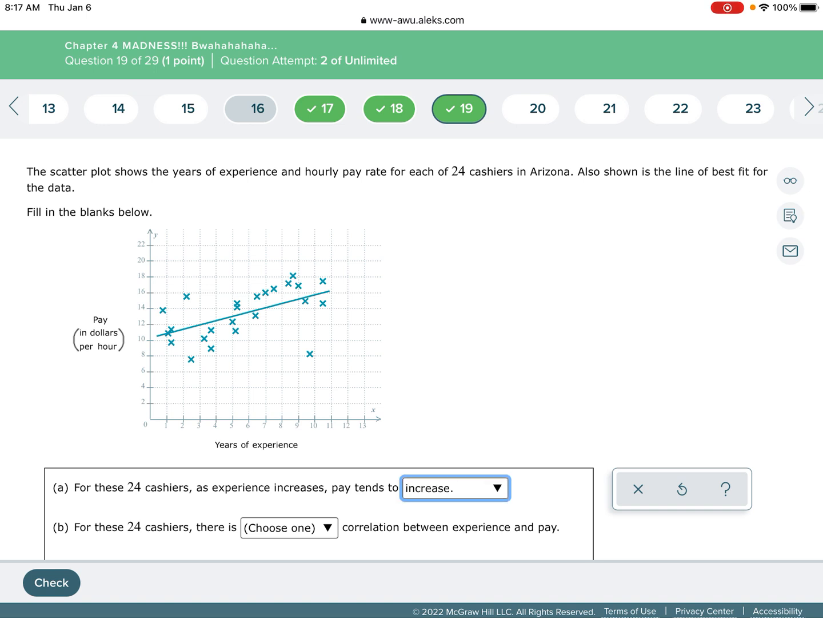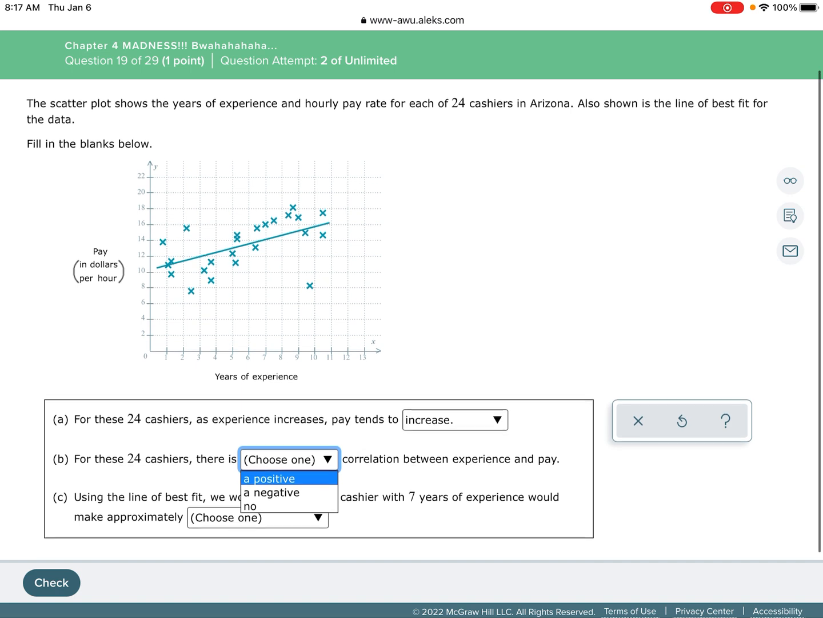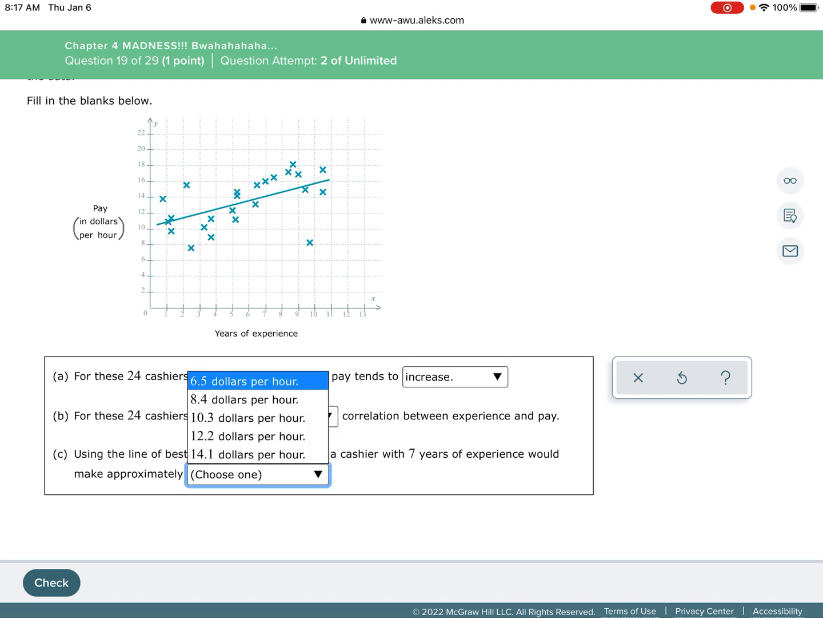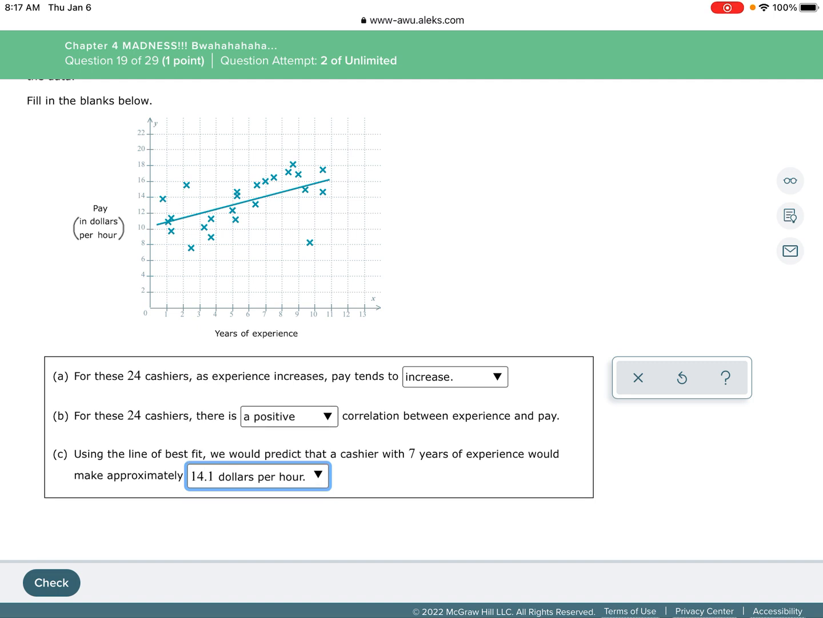And because it is a positive slope, if you look at your line, that would be a positive correlation. Then if we use this line, find where 7 years of experience is, and go up to the line. 7 years is about halfway along the x-axis. Go up till you hit the blue line, and it's right around 14, maybe a smidge above. So we would predict that a cashier with 7 years of experience would make approximately, and the one that's closest to 14 is this $14.1 per hour.